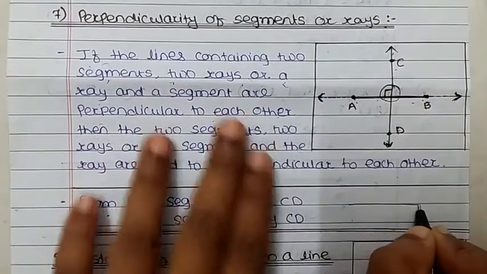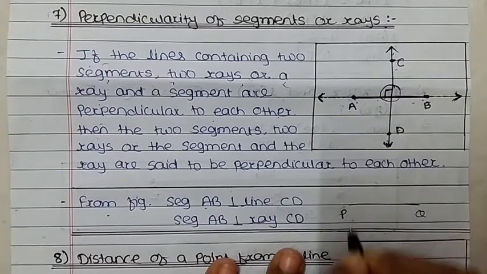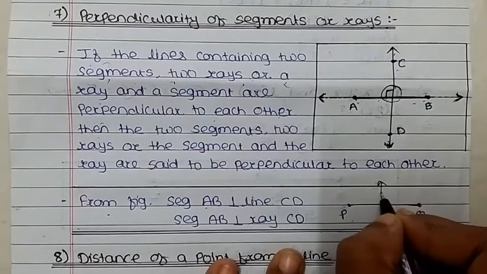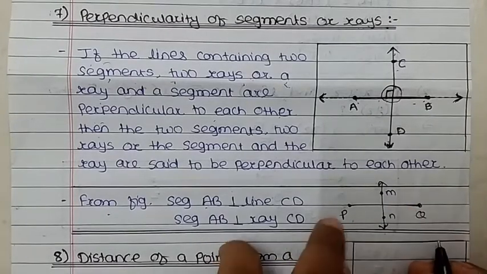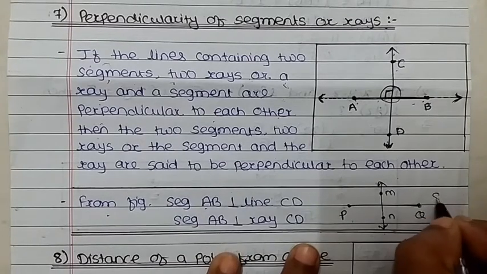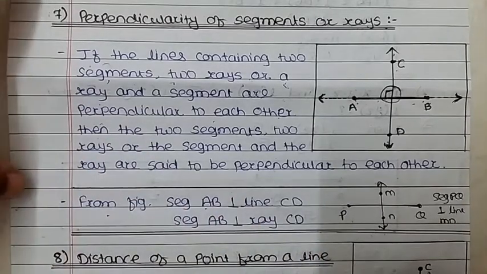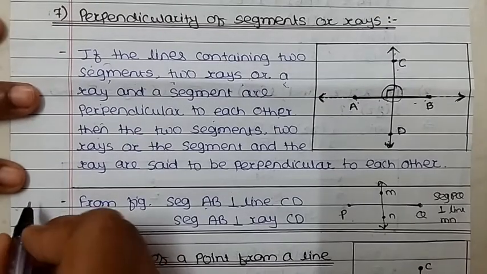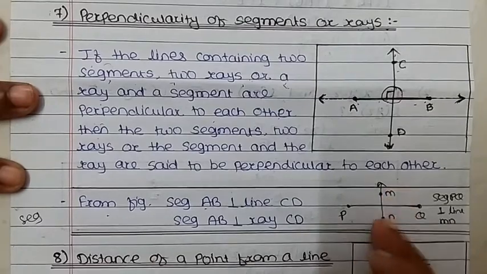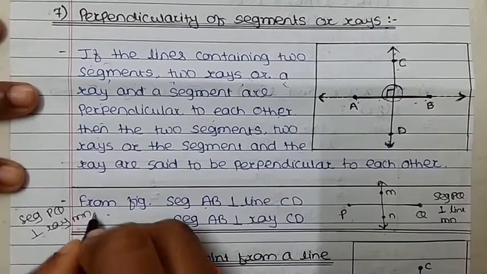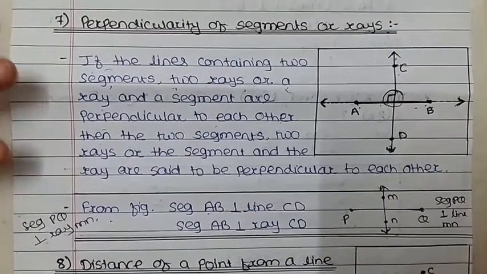Take another example. This one is your segment PQ, and I want to draw here one line, named MN. Then we can say that segment PQ is perpendicular to line MN. Or we can say it as segment PQ is perpendicular to ray MN, like this. So these are the perpendicularity of segments or rays.